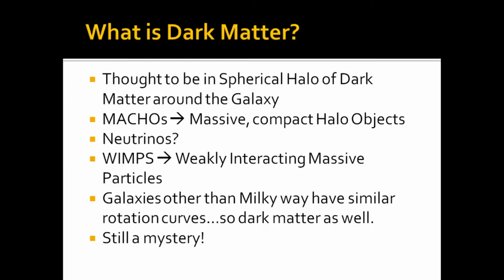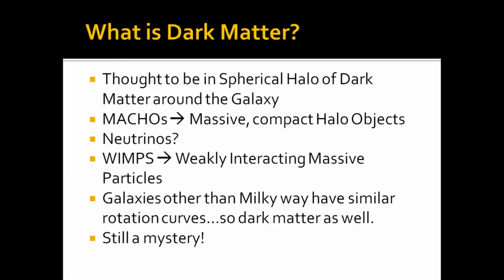So these could be things like brown dwarf stars that we're just not seeing, maybe different white dwarfs or black holes that are accounting for this extra mass. Astronomers have detected MACHOs, but they don't really account for all the dark matter that we think should exist in our galaxy. So that's one proposal, but it doesn't seem to quite be enough.